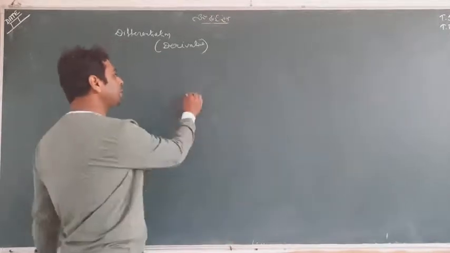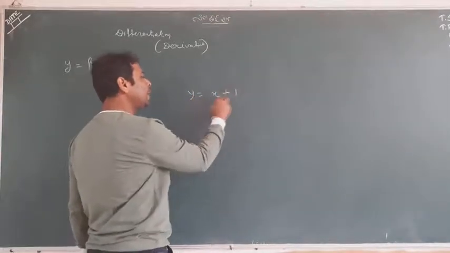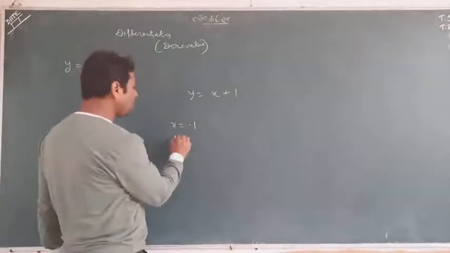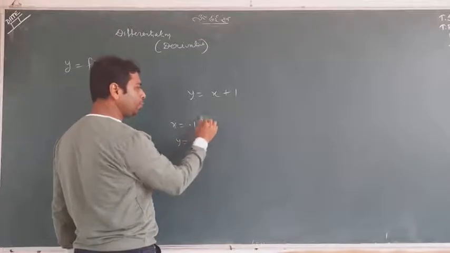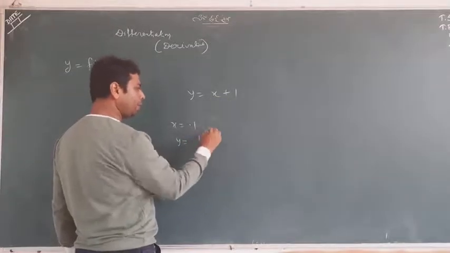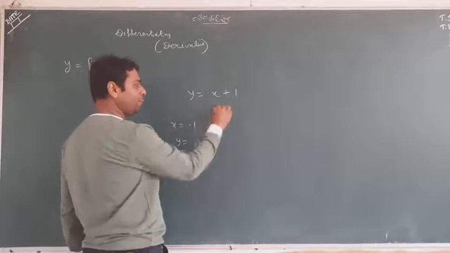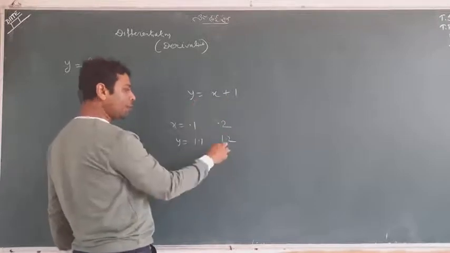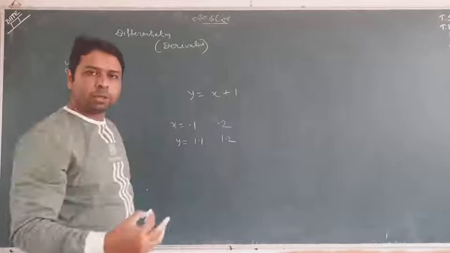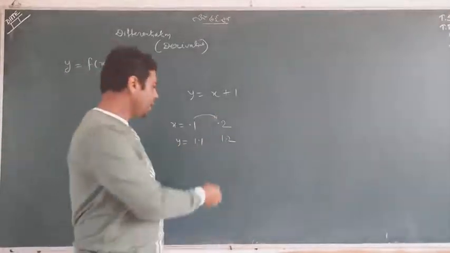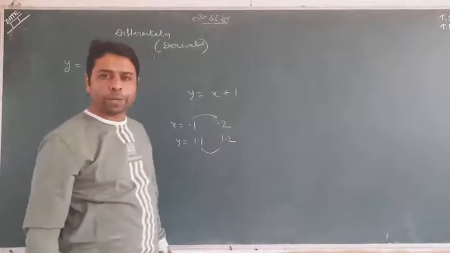Again I say one thing. Suppose x equals 0.1, so y is definitely 1.1. When x equals 0.2, a small change, definitely 1.2 will be the value of y, again a small change. When x changes in a small way, y is also changing in a small way.